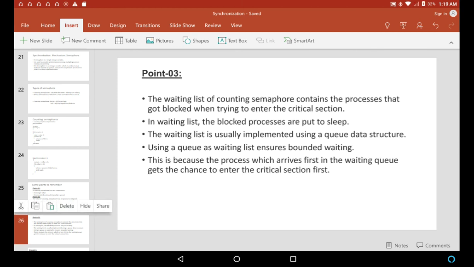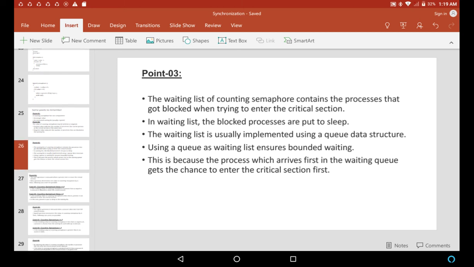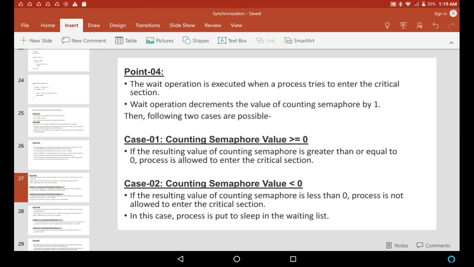Now the third point is, the waiting list of counting semaphore contains the processes that are blocked and trying to enter. In the waiting list, the blocked processes are put into sleep mode. It is usually implemented using a queue data structure. Using a queue as a waiting list ensures bounded waiting. Please note the reason behind using the queue. This is because the process which arrives first in the waiting queue gets a chance to enter the critical section first, because as I said, FIFO is the standard manner in which processes can be changed into the ready mode.